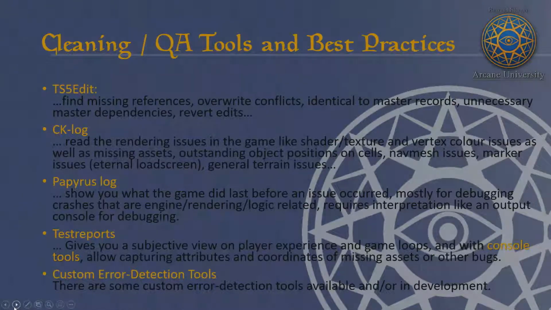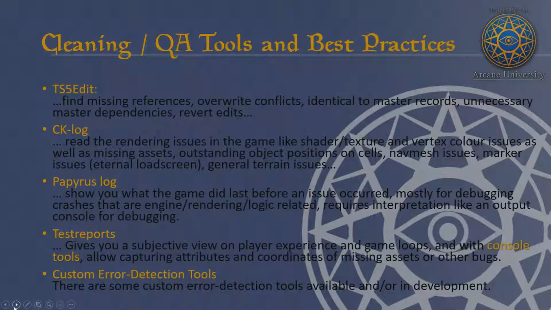So in TES5Edit, you will see the entries, and if you have override conflicts, you can remove records that are identical to the masters. And you can also remove dependencies, revert edits, and apply other scripts. So there are a few things you can do specifically to singular entries, which is very useful to directly track them down.